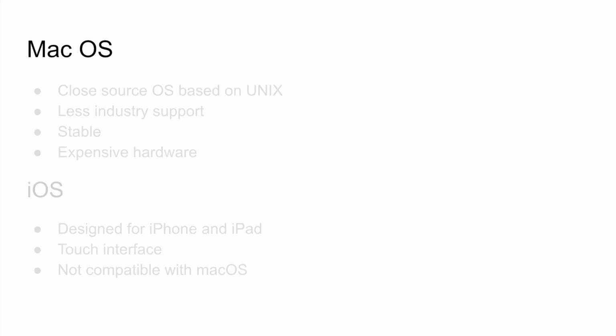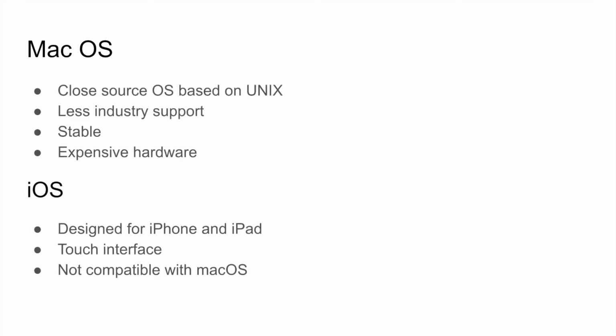Another type of operating system is macOS. It's a closed source operating system based on Unix. Closed source means it's not free. And it has less industry support. It's stable, but the hardware is expensive.